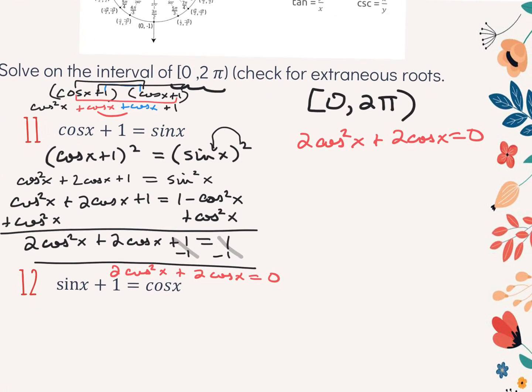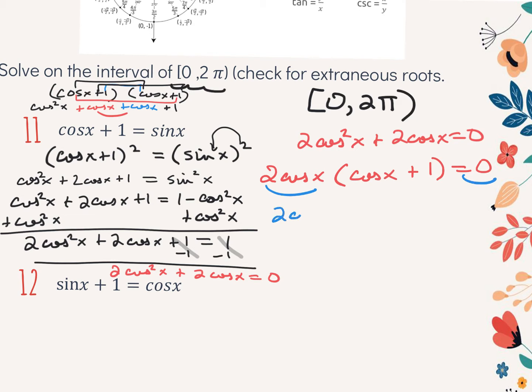Now, this did not turn into a trinomial, but it is a binomial that I can find a greatest common factor for. And my GCF is going to be 2 cosine x. So let me divide both of them by 2 cosine x. After I divide the first term, I'm left with cosine x. And then the second term, anything divided by itself is 1. Now that it's factored, I set each factor equal to 0.